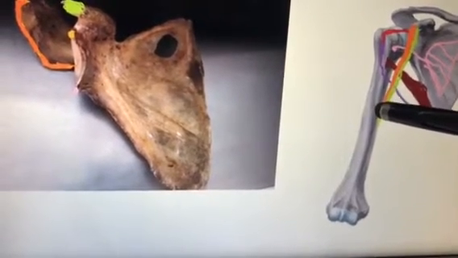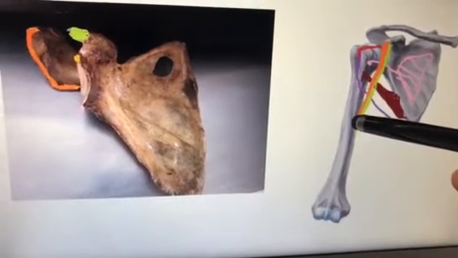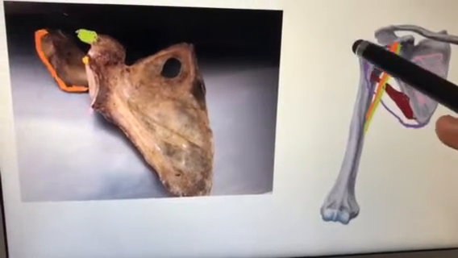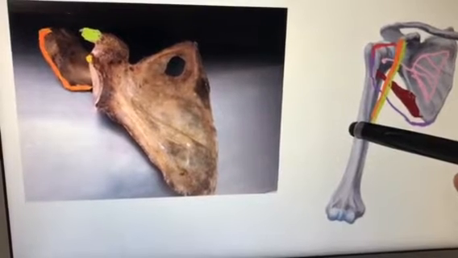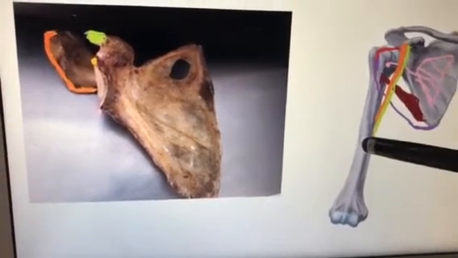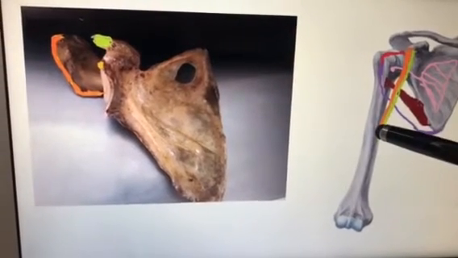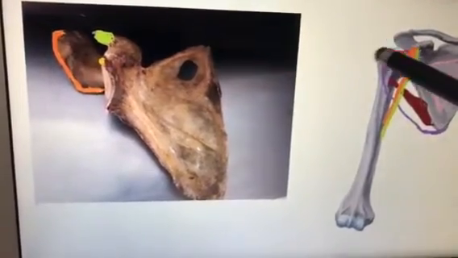So here we will be asking you one more MCQ. Just opposite to the insertion of coracobrachialis on the lateral side, we have one more muscle coming here, that is your deltoid muscle. So this is a question we'll ask you in the viva. So coracobrachialis goes from the coracoid to the mid of the shaft of the humerus on the medial side.